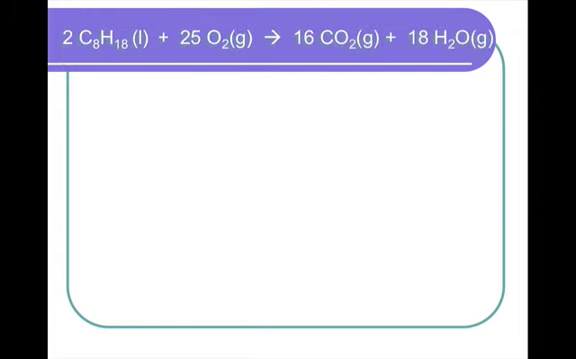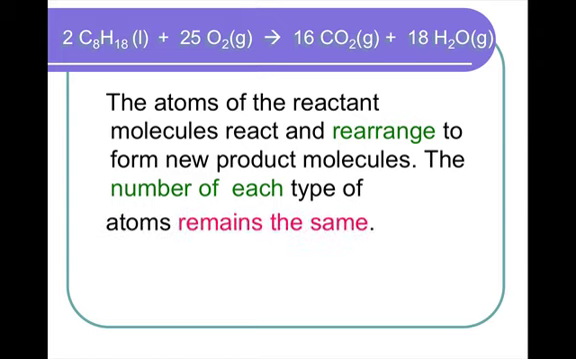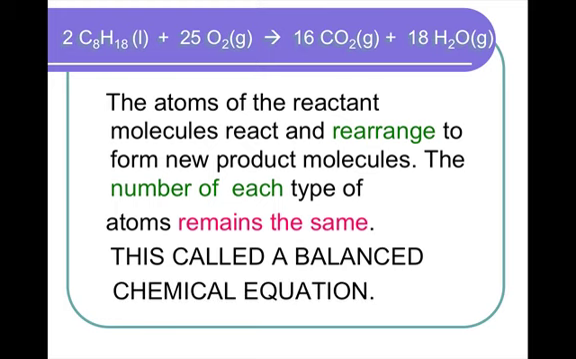Here's the chemical equation that represents the burning of octane. This is a combustion reaction, and you can tell because it's a hydrocarbon reacting with oxygen to produce carbon dioxide and water. In this equation, the atoms of the reactant molecules react and rearrange to form new product molecules. The number of each type of atoms remains the same. I'll have to show you how we count it to prove it, but this is called a balanced chemical equation.